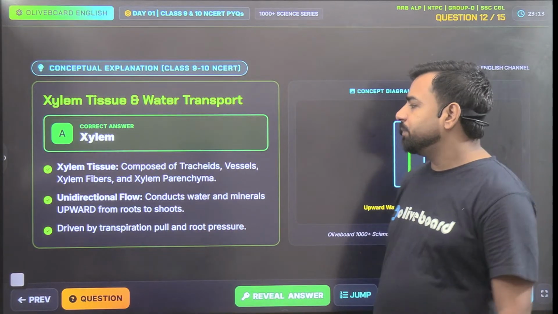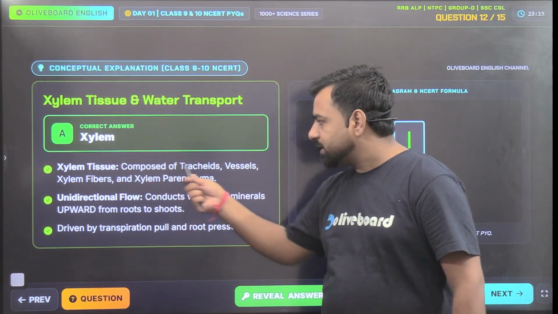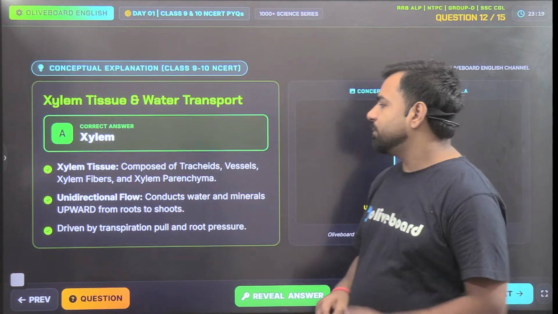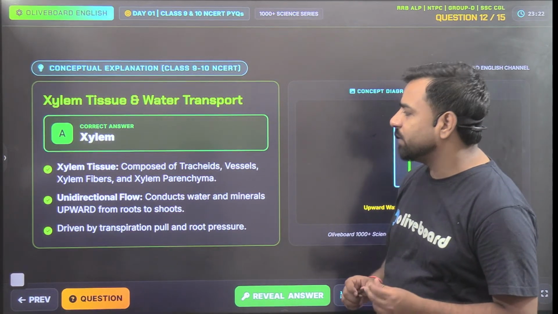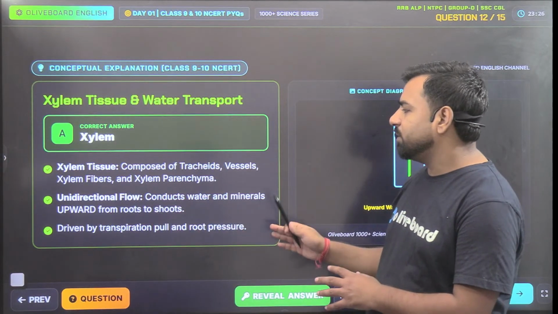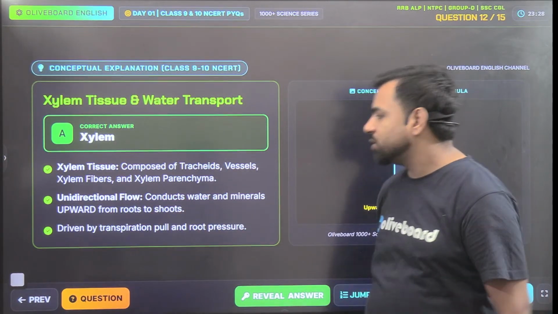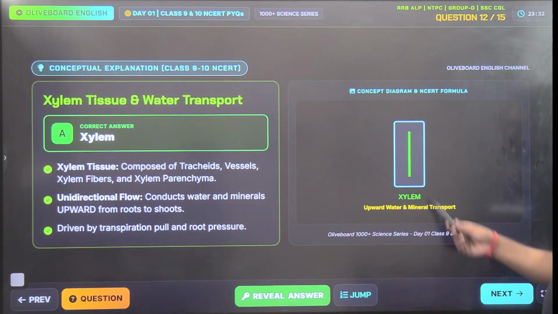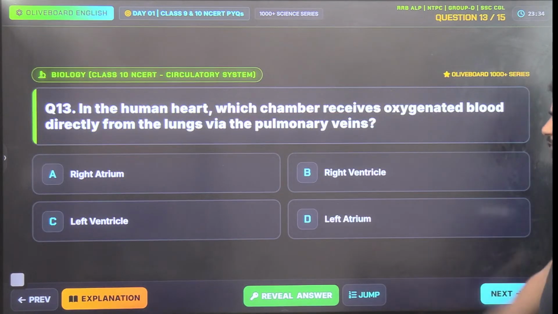So xylem is composed of what? These things are very, very important. If you just check the PYQs, it's important. So yes, it is composed of tracheids, vessels, xylem fibers, and xylem parenchyma. It has the unidirectional flow because it conducts water and minerals upwards from the roots to the shoots. So it's driven by the transpirational pull and root pressure. So xylem, upward movement of the water.